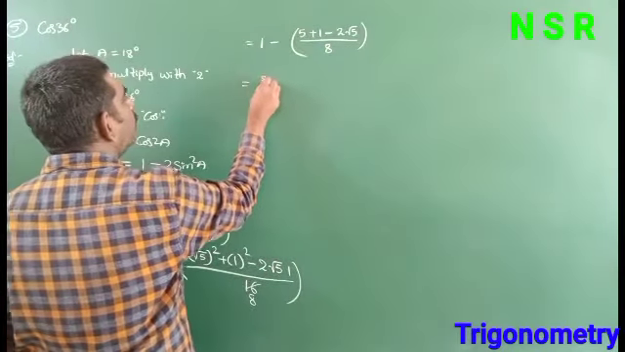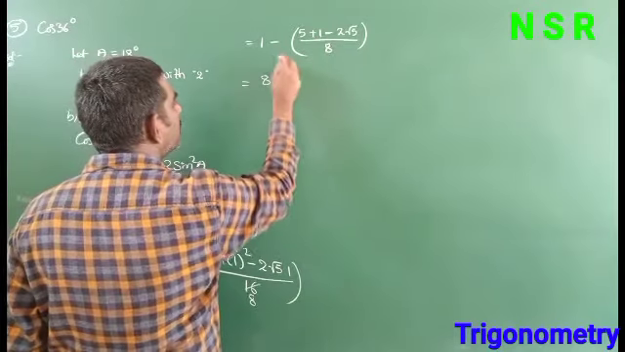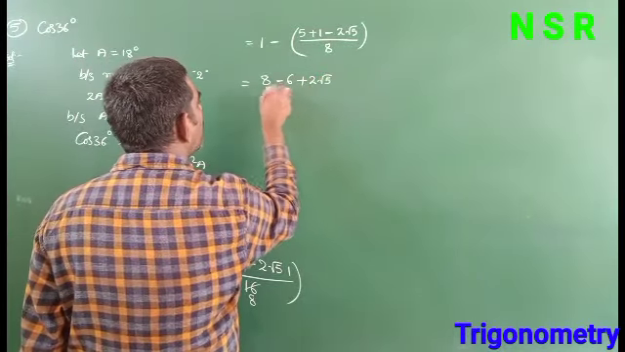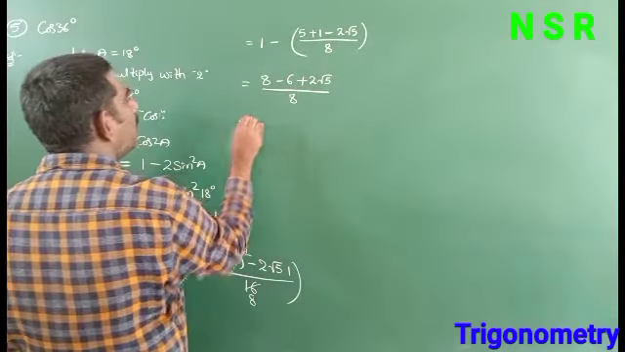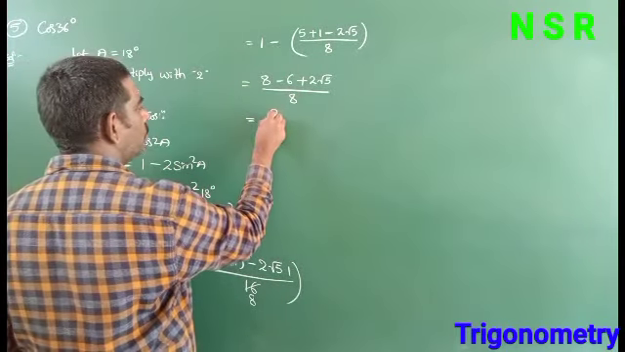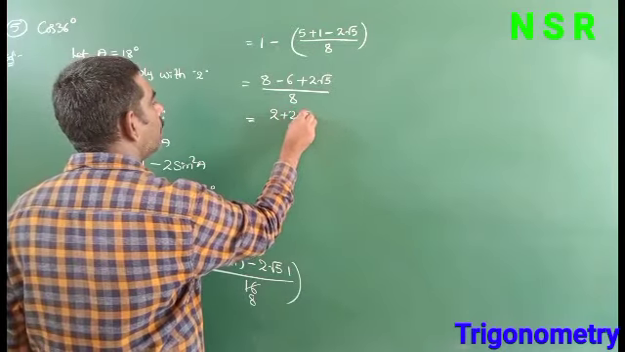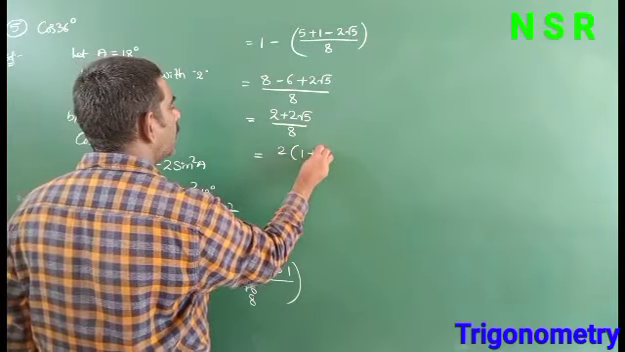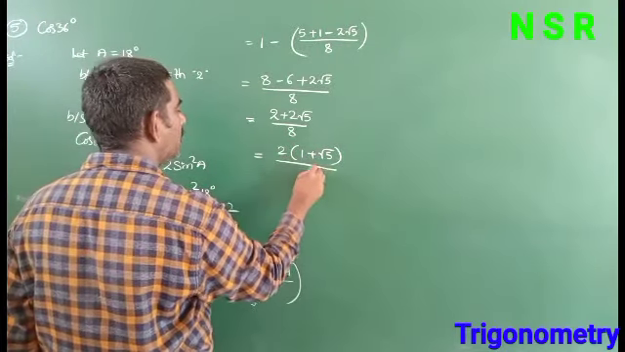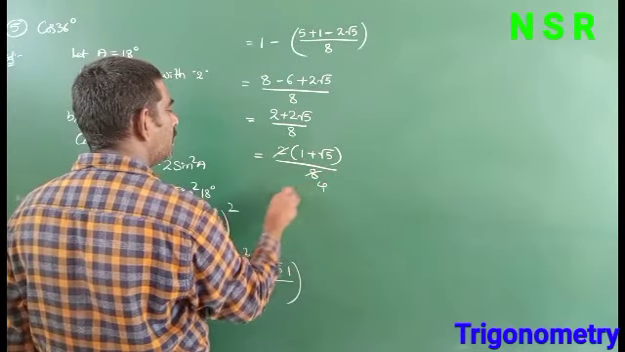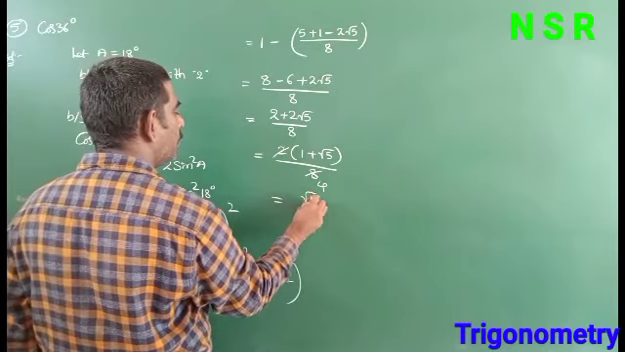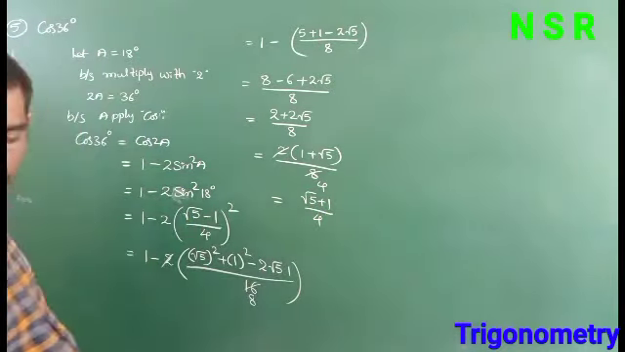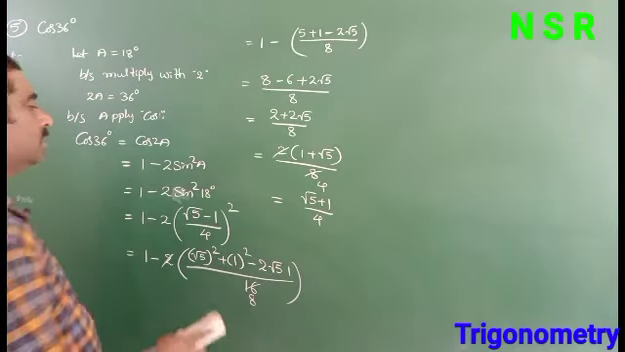So here 8 into 1 is 8, minus 5 plus 1 is 6, 8 minus 6, minus into minus plus 2 root 5 by 8. So 8 minus 6 is 2. So 2 plus 2 root 5 by 8. So take 2 as common here, we get 1 plus root 5 by 8. So 2 4 is 8. So we get root 5 plus 1 by 4. So this is the value of cos 36.